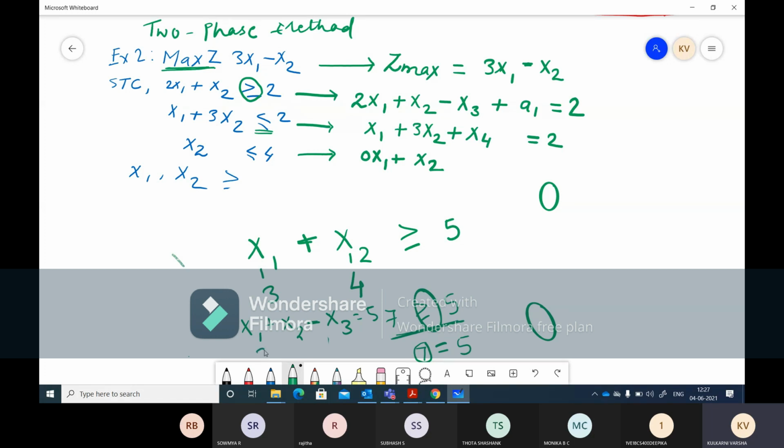Now we can say that 2 plus 3 plus 4 is 7, 7 minus 2 is equal to 5, which is equal to the right hand side. Is it clear now?